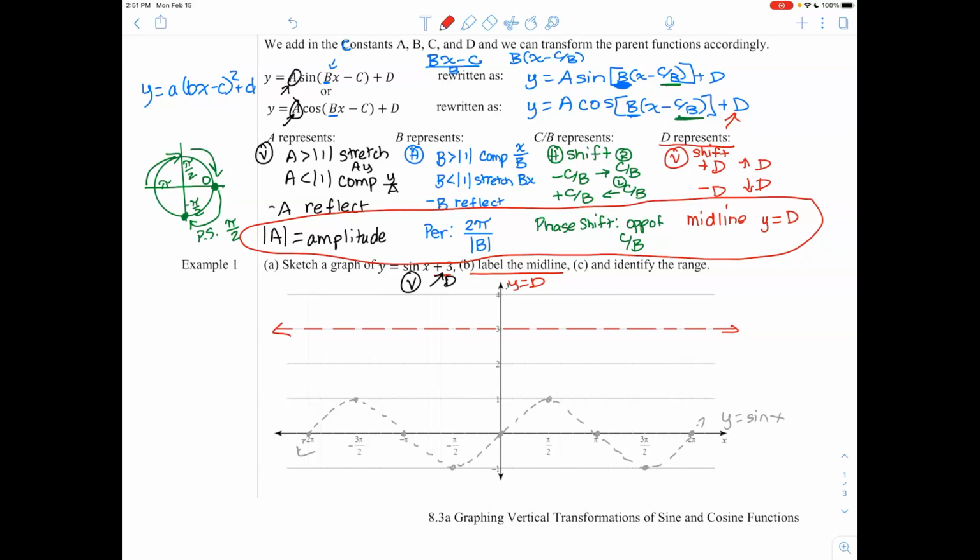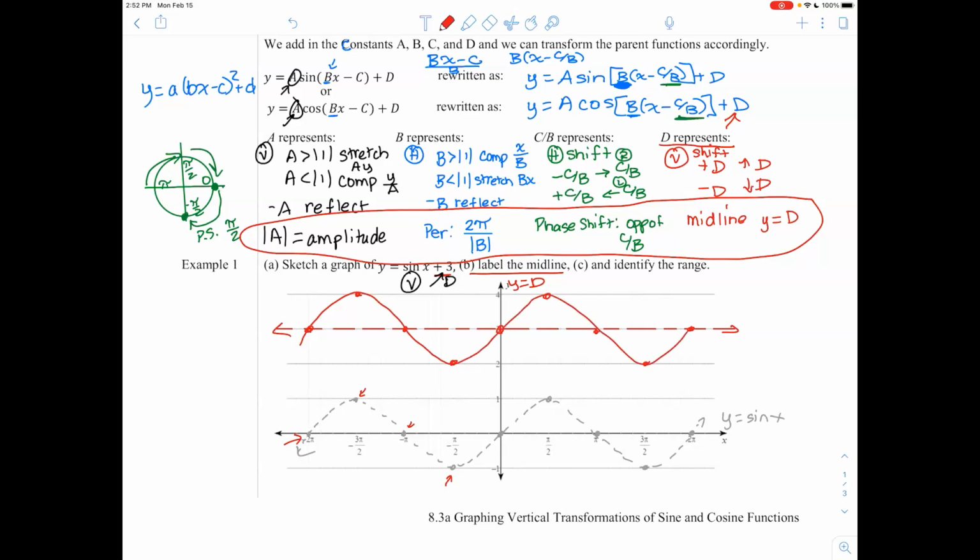And I'm going to just take all of my y coordinates and push them up 3. So this is y equals 0, so I'm going to push that up to y equals 3. This is y equals 1. I'm going to push that up to y equals 4. This is y equals 0. Push it up to y equals 3. Y equals -1. Up 3 would be 2. 0 to 3. 1 to 4. 0 to 3. -1 to 2. 0 to 3.